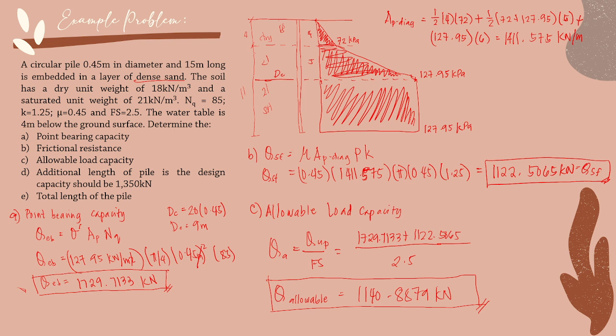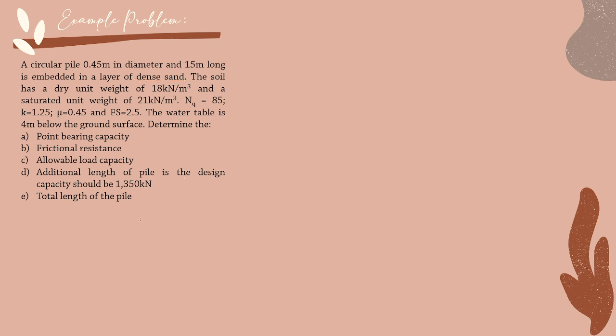So, for the skin friction naman, tataas to kapag hinabaan natin yung pile. And then, let's say ito yung length na idadagdag natin. So, ang madadagdag dun sa area or dun sa pressure diagram ay yung length x to times yung effective stress na 127. So, bali, rectangle lang yung madadagdag dun sa area ng pressure diagram. So, compute natin yung additional length.